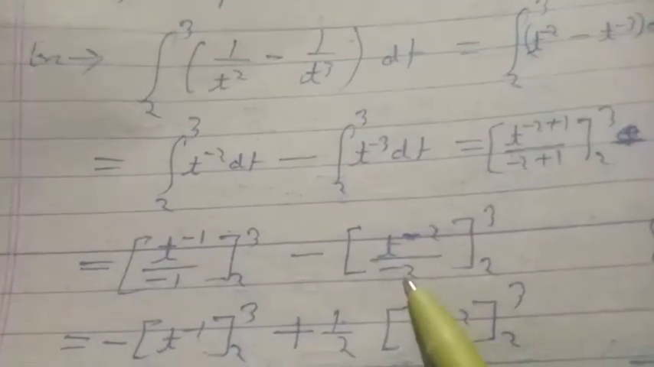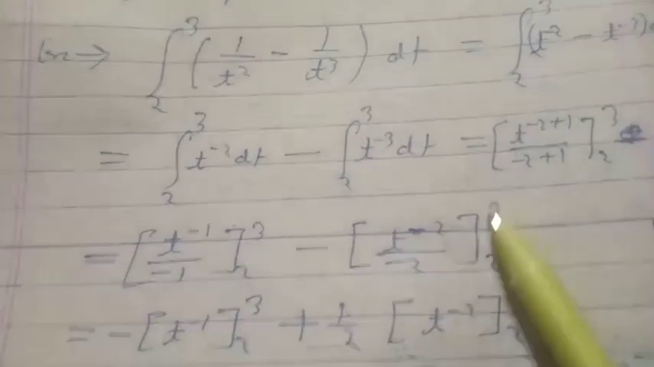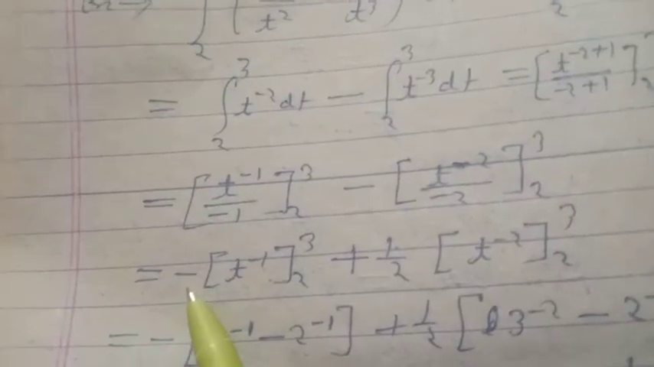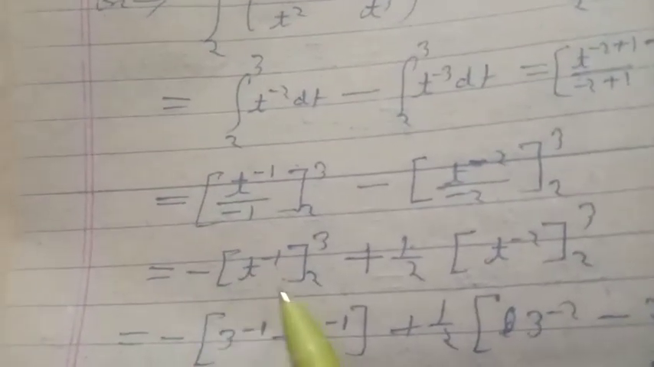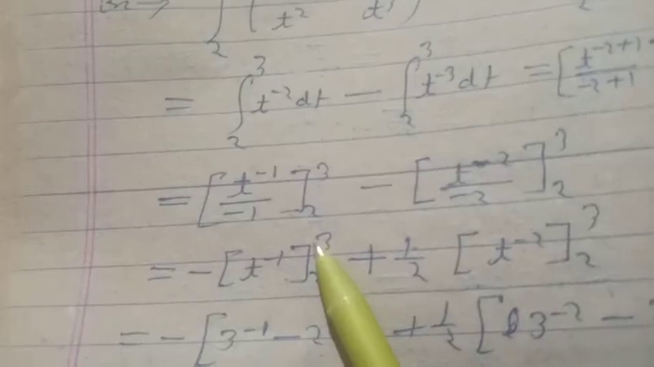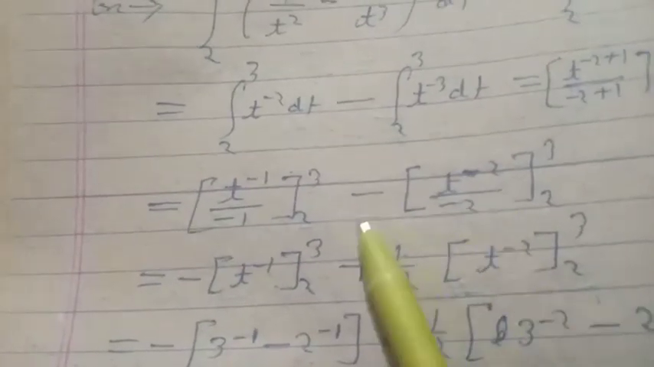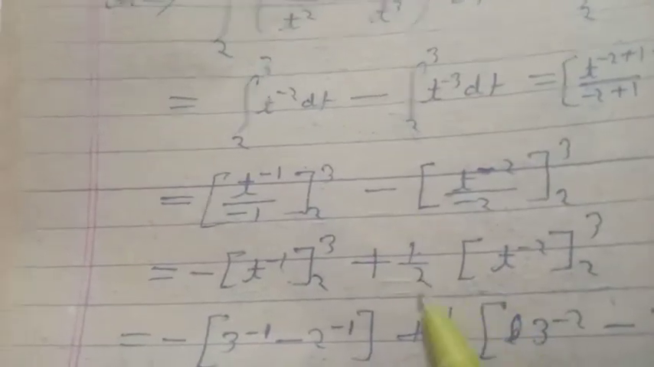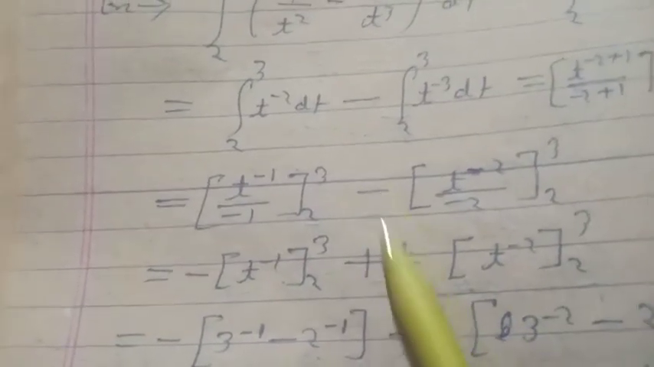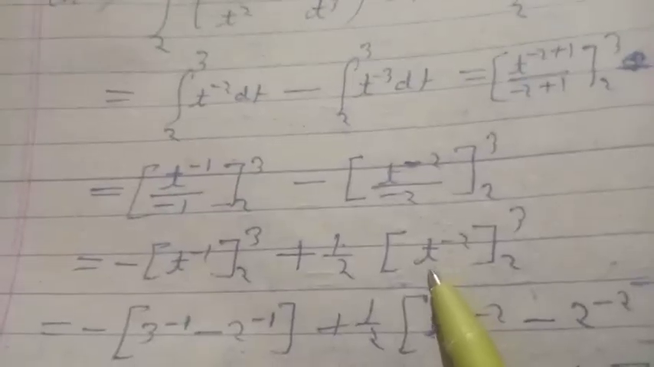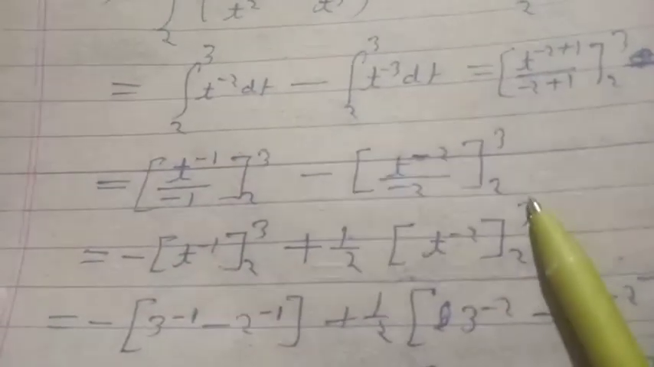t to the power minus 2 in the limit 2 to 3. Now minus will be taken out from the limit value, and t to the power minus 1 to the power 3, 1 by 2, here 1 by 2 comes out of the bracket, so minus minus this will be plus 1 by 2 into t to the power minus 2, limit 2 to 3.